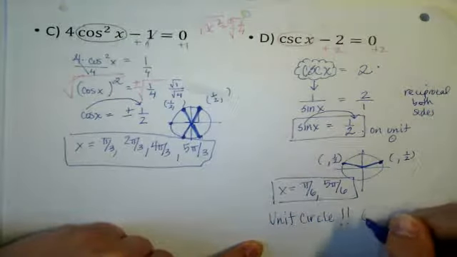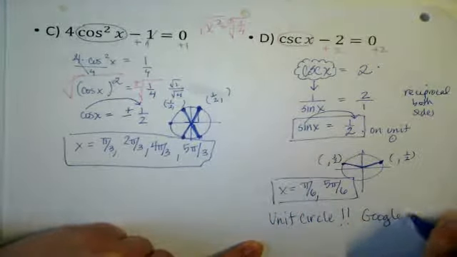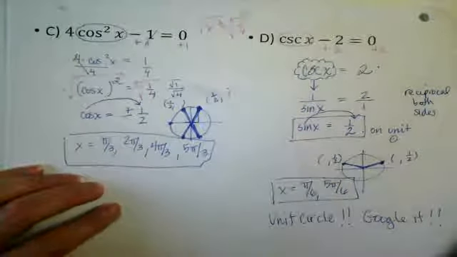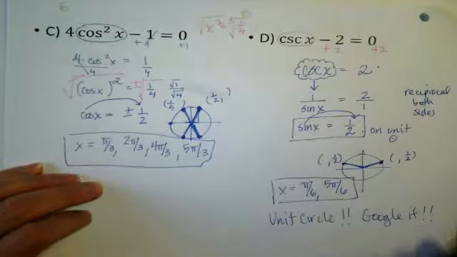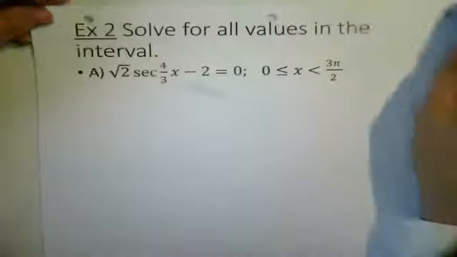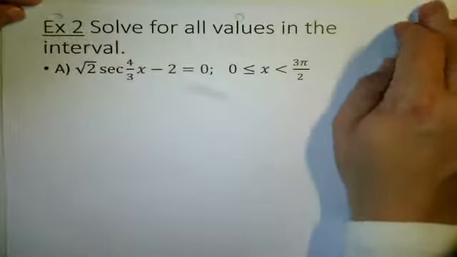Just search for it in Google or whatever. Google it. You'll see lots and lots of unit circles that you can just print and have as a reference sheet. It's a really good thing to have. It's better if you draw one. It's better if you can do it that way.